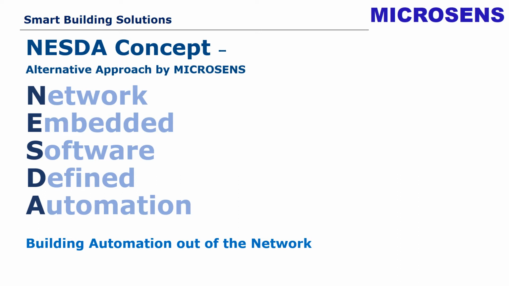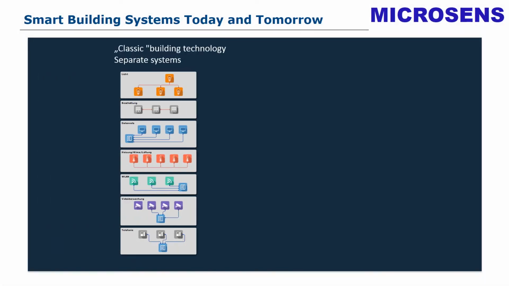So, before I show you the approach in more detail, let's have a short look at how networks are used today in a conventional building automation system. What we recognize is that we generally have several subsystems in a building, which run mostly on their own network or data infrastructure.